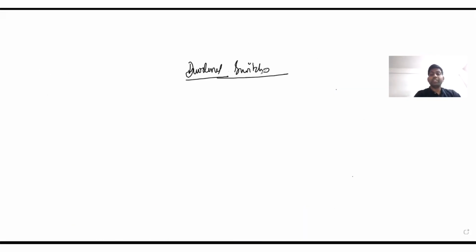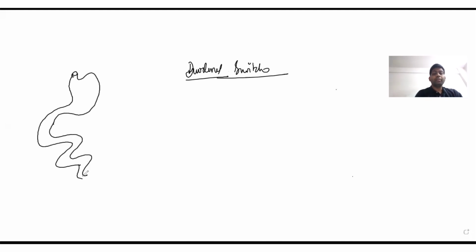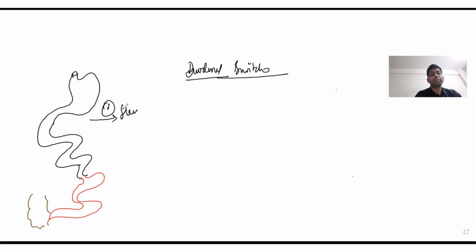What we do in duodenal switch is, this is the stomach, this is the proximal part of the small intestine. We depict the ileum in red and the large bowel in brown. So the first step in the duodenal switch operation is we do a sleeve gastrectomy. This is the part of the stomach that we remove. The remaining part of the stomach is left behind. This part is removed. This is the sleeve gastrectomy.